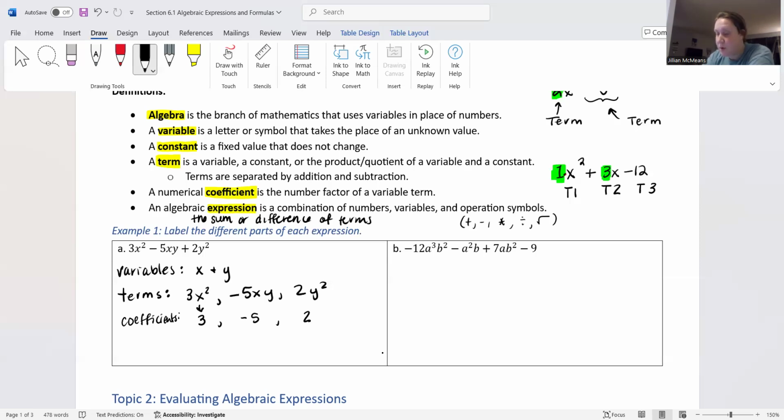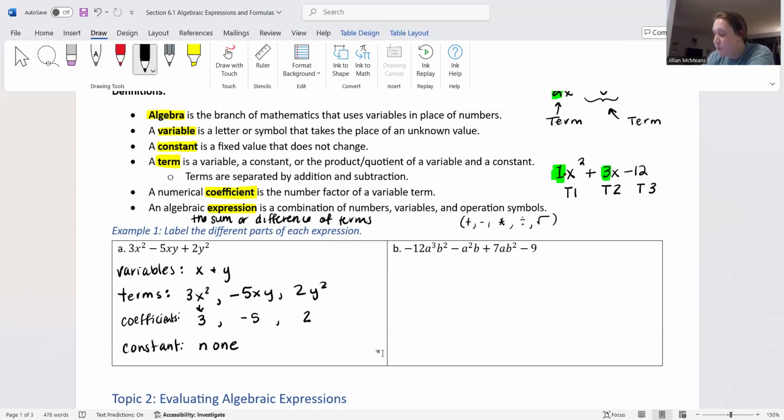Now, the last thing I would ordinarily want to look at would be a constant. In this case, we don't have a constant. We don't have a fixed value here. Everything is attached to a variable. So I would put none. We just don't have a constant for this expression.